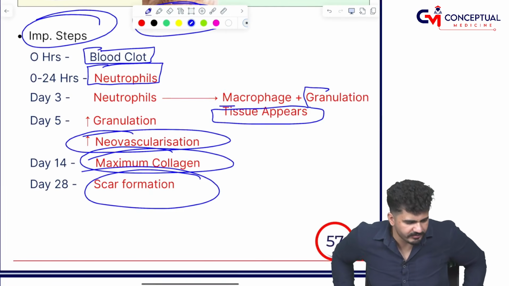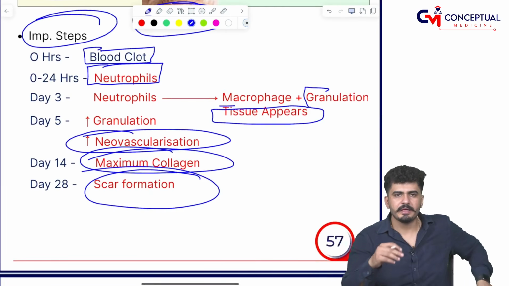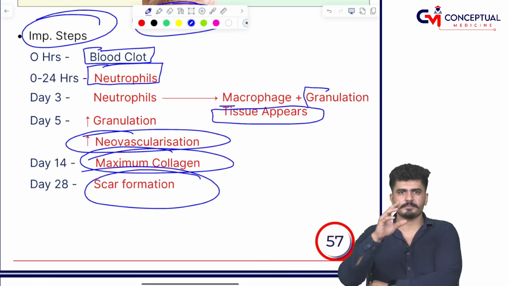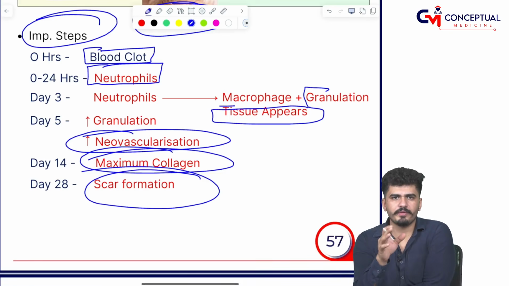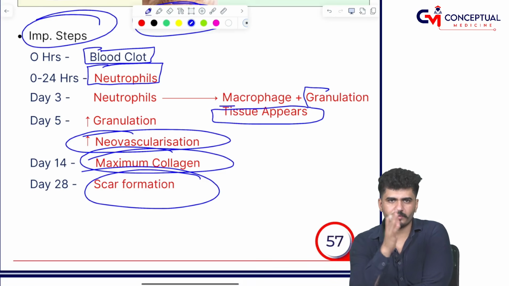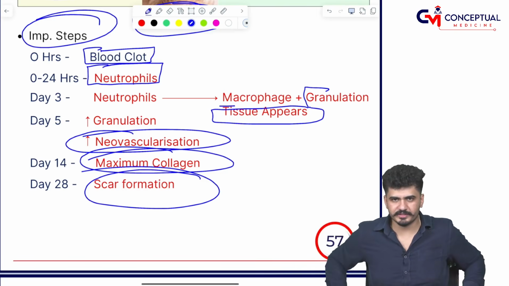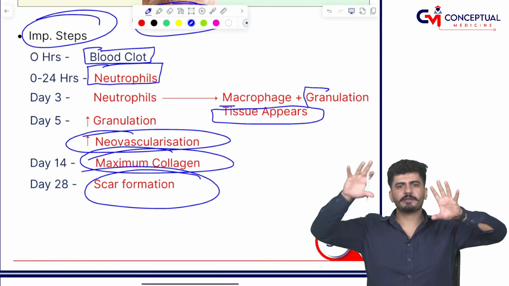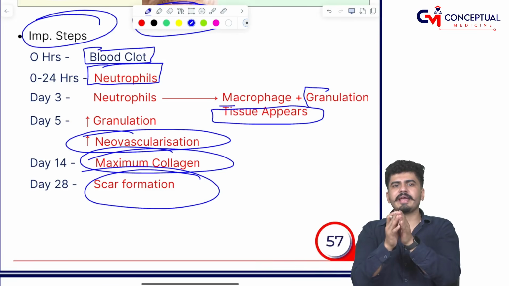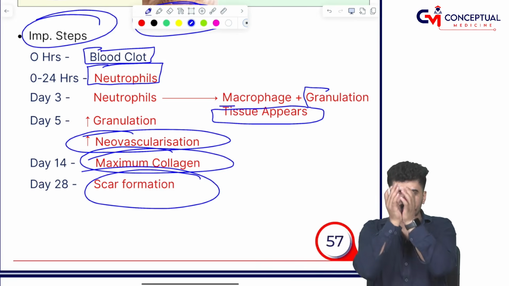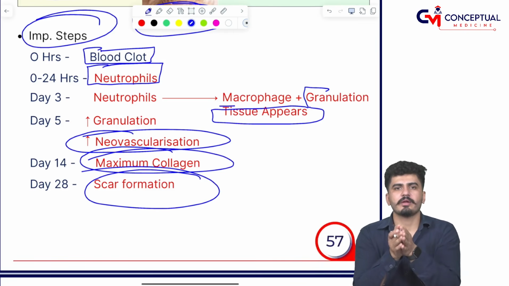A very simple, obvious, fundamental you have to apply right here. First of all, there will be a blood clot. Blood clot के बाद आएंगे neutrophil. Neutrophil will be replaced by macrophages क्योंकि acute inflammation का cell is neutrophil and chronic का macrophages. So neutrophil is replaced by macrophage. Macrophage is getting replaced along with the granulation tissue.